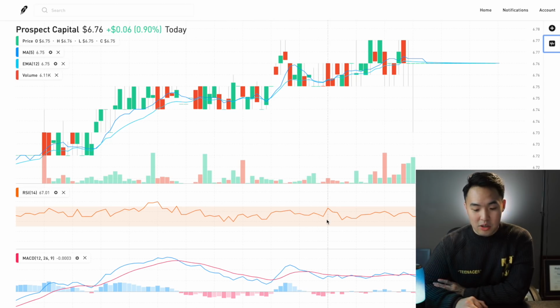So these are some of the indicators that pro level traders use on a daily basis. They use this for technical analysis. The only thing that this chart is missing right now is to be able to draw lines, and also to be able to zoom in and out of the charts.